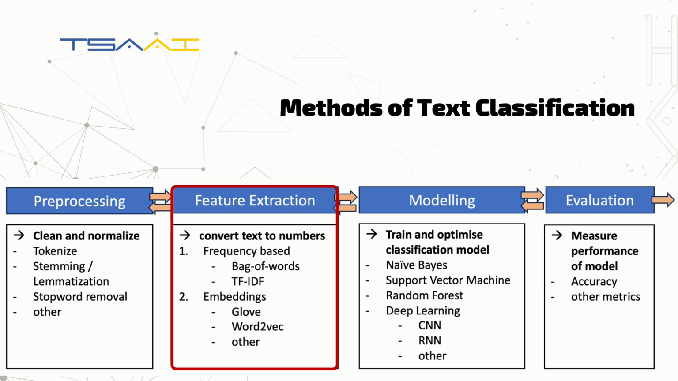Once we have numerical representations, we move to the modeling phase, where we train and optimize the classification model. The method chosen depends on the complexity of the problem. Simple problems can be tackled with methods such as naive Bayes, support vector machines, or random forest, while more complex problems may require deep learning approaches. Finally, as with any classification task, evaluation of model performance is essential before deployment.